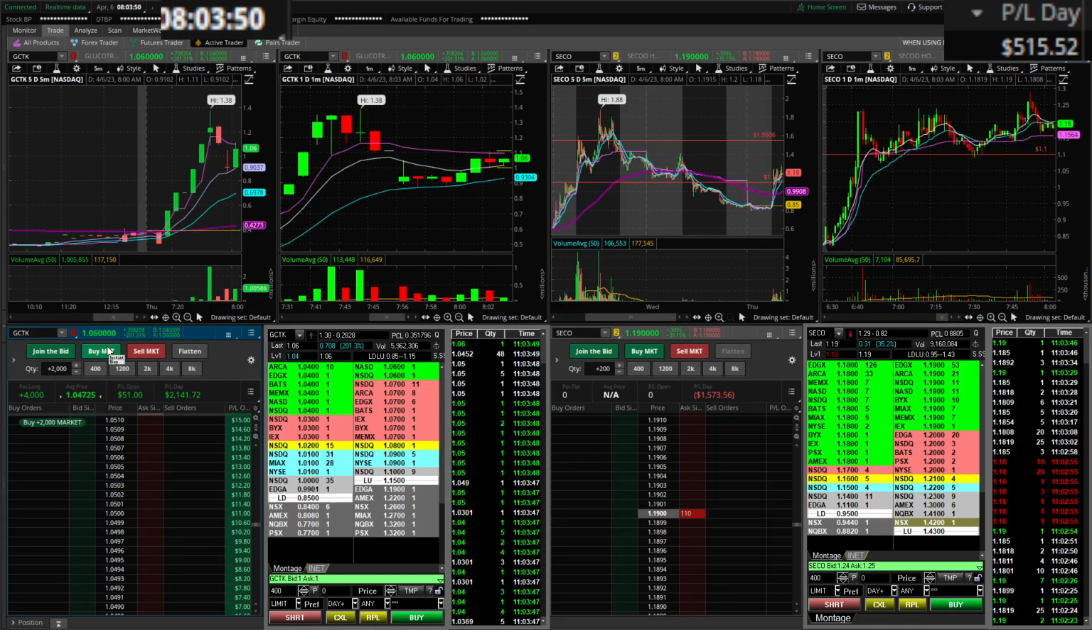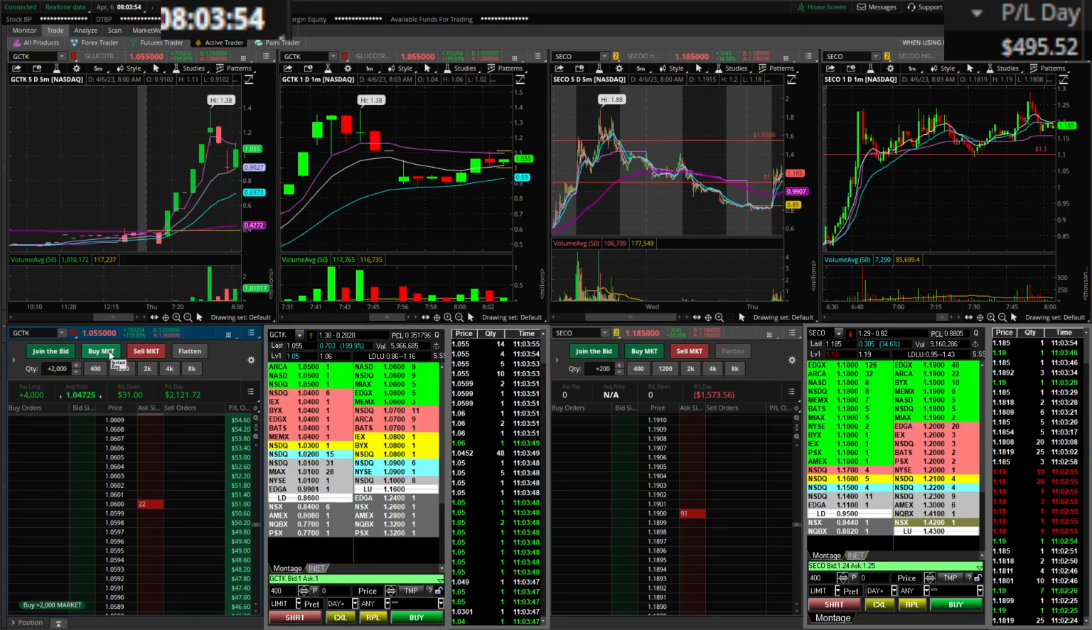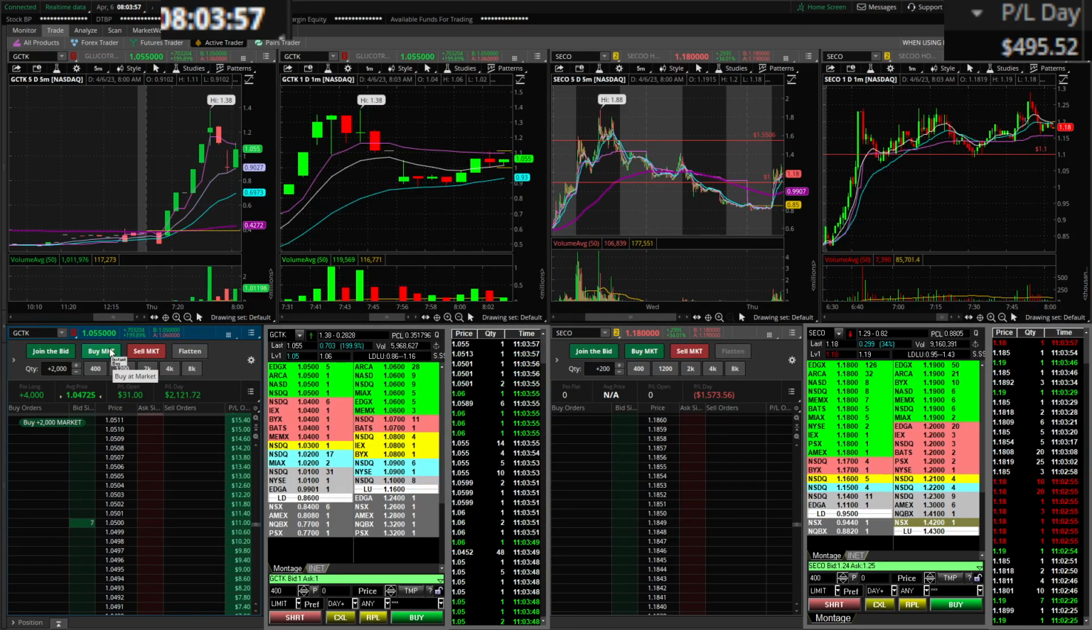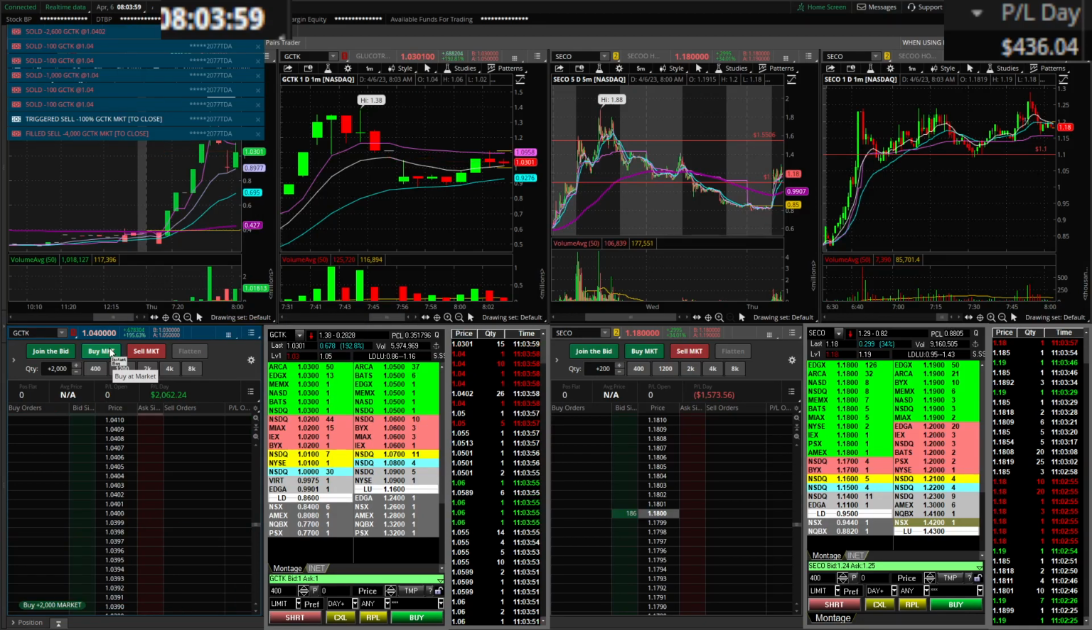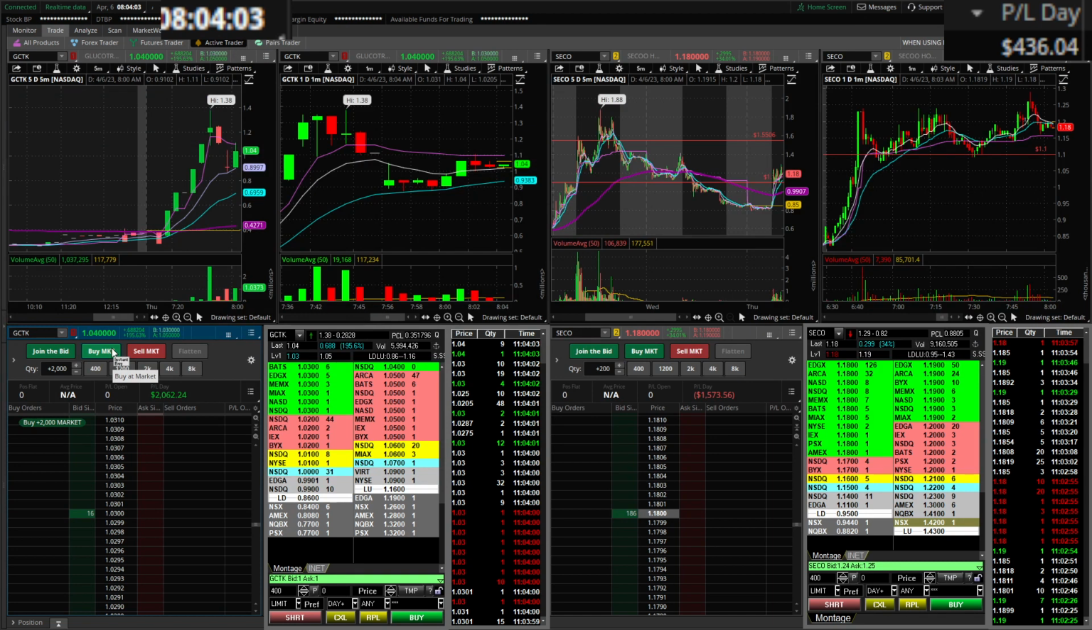Watching 7, 8. High was 11 on the previous candle. Gonna go ahead and cut it actually there at 4. Small loss, or break even.